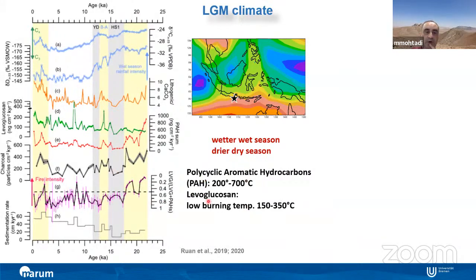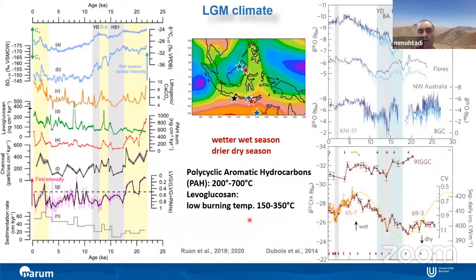But our proxies of fire and fire intensity, together with the pollen data, suggest that the dry season was drier. This axis is flipped. So the LGM during the dry season was drier, similar to the finding back in 2014, suggesting that the dry season was drier. It was a site from the South Sea during the last glacial maximum compared to today.